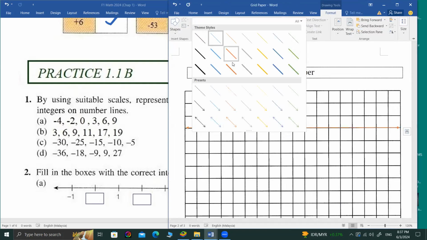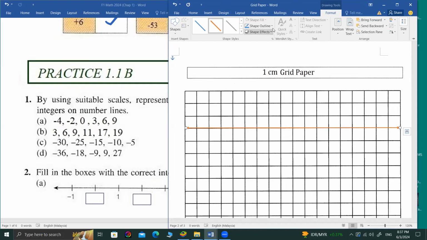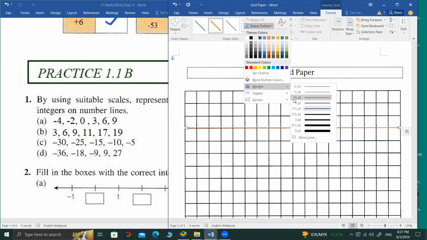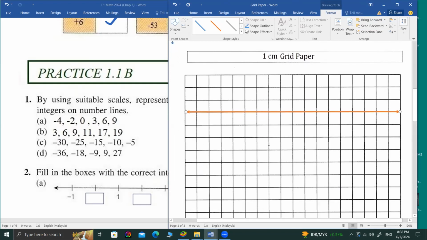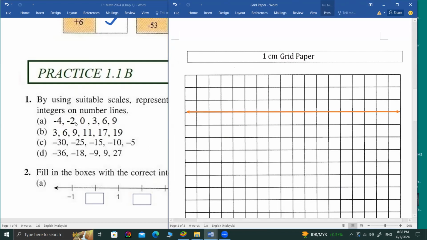So when you start, you're not so sure how long that you have to draw. Maybe you no need to draw the arrow yet. Okay, there's arrow right. See that? Left, right. Later you can draw the arrow. How are you going to do? With a suitable skill, let's say, if it's not that many numbers, -4 to 9. -4 means left 4. 9 means right 9.